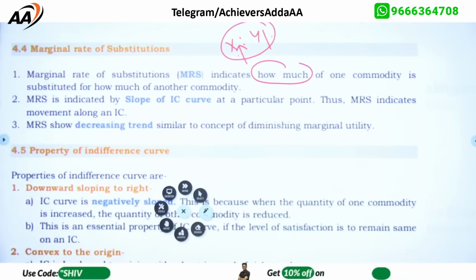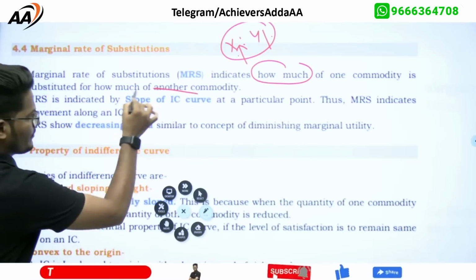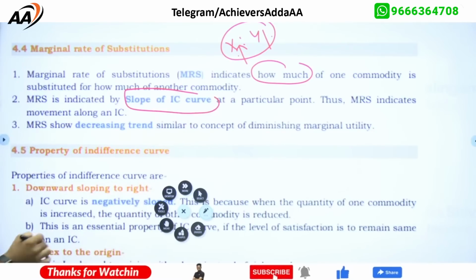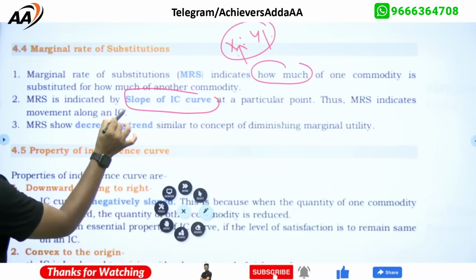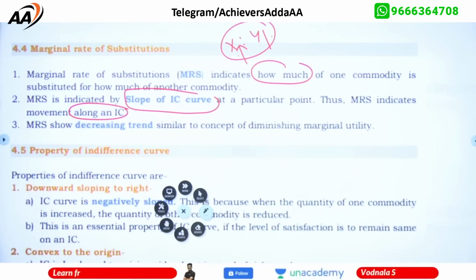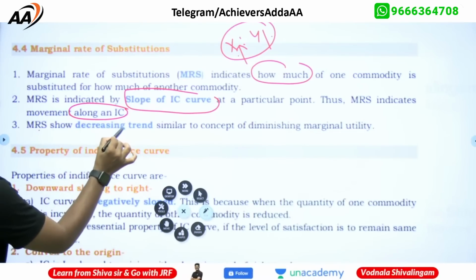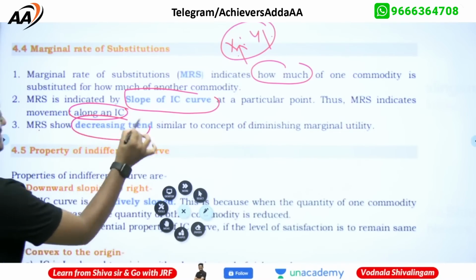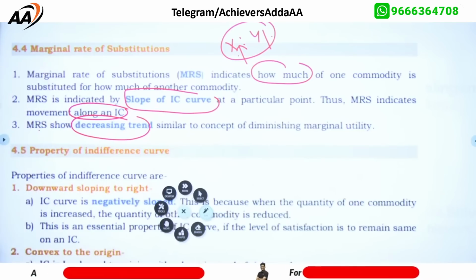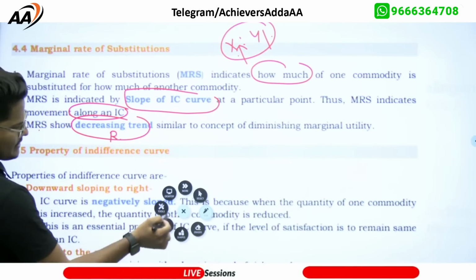Marginal rate of substitution is indicated by the slope of the indifference curve, the IC curve, at a particular point. MRS indicates movement along an indifference curve. MRS shows a decreasing trend, similar to the concept of diminishing marginal utility. It is a reducing or decreasing trend.